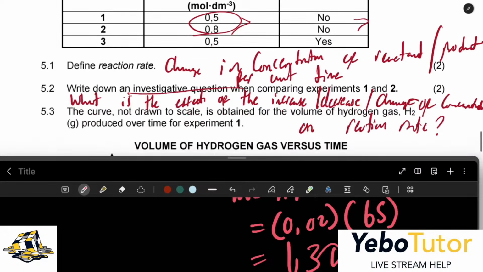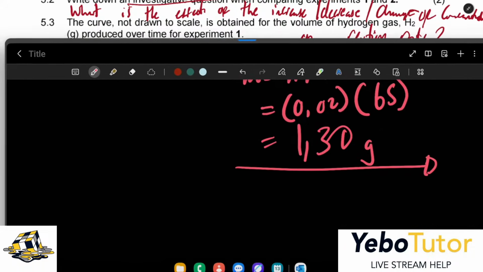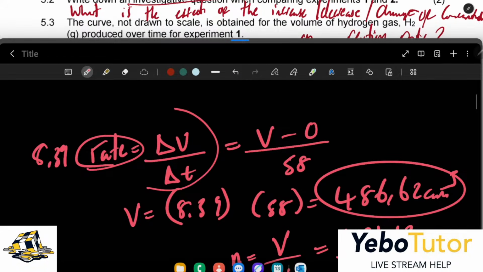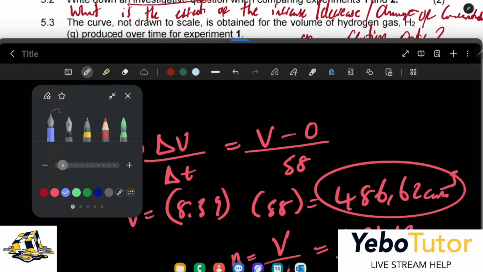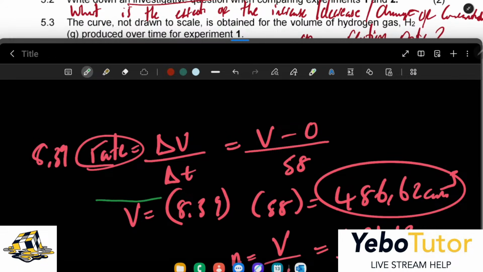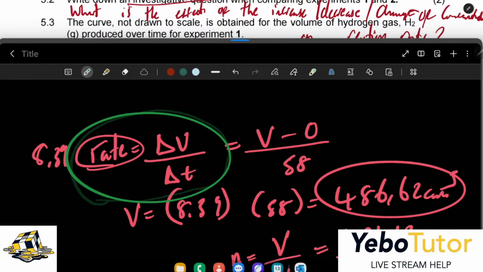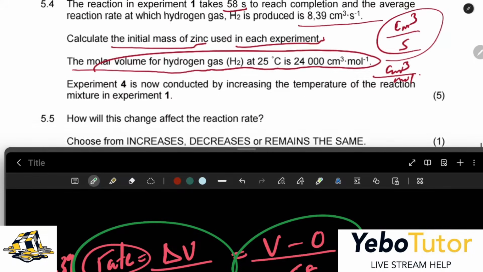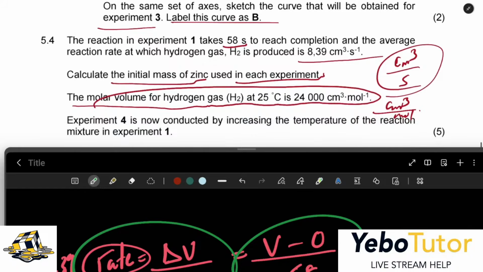So please don't forget that the reaction rate is always equal to the change in volume over the change in time. The moment you understand that, your life will be beautiful, because this is what led us to know how to get the volume. After we got the volume, you can see that we are given the standard temperature, and also the standard volume, which is Vm in this instance, given as 24,000.